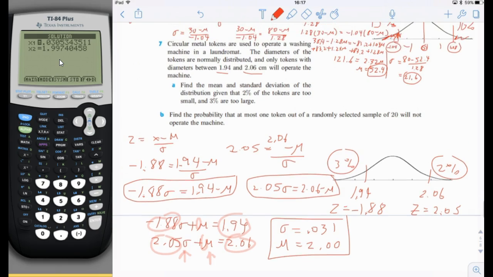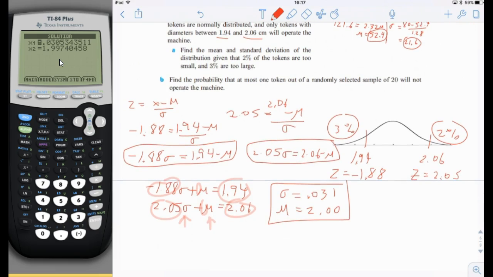Okay, and then we're going to go to B. Find the probability that at most one token out of a randomly selected sample of 20 will not operate the machine. Okay, so we're trying to find out the probability that 1 out of 20 is outside these measurements and the others are not. Find the most, oh, it could be 0 too. So we're saying, okay, 0 tokens out of 20 are bad, or one token out of 20 is bad. Any more than that? Nope, there's a problem. Okay, so what is the probability that on one draw, a token is going to be bad? It's going to be 3% plus 2%, right?